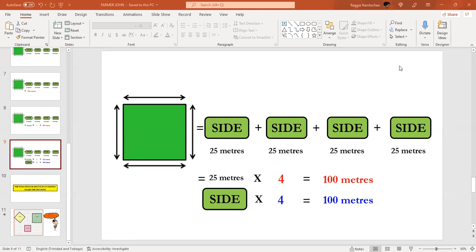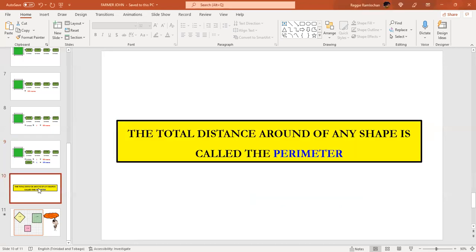Miss, well, measuring? No, it's not measuring. So I'll tell you what it is. It's called the perimeter. So let's look at the slide here. The total distance around any shape is called the perimeter. Perimeter. Does it sound familiar to you now? Yes, miss. Very good. So you did an excellent job.